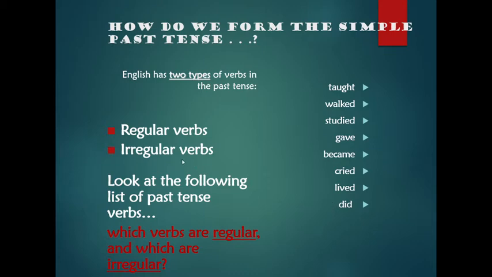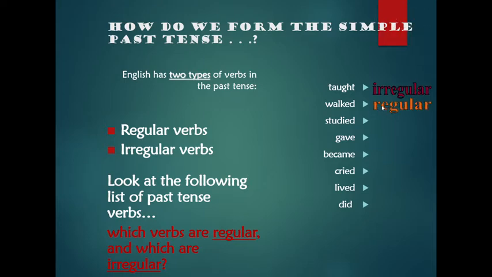Okay? Now we will look at the first one. Taught. It was teach, taught. Teach, taught. There is a big difference between both of the verbs. So I mean the forms of the verbs. So we call it irregular verb.